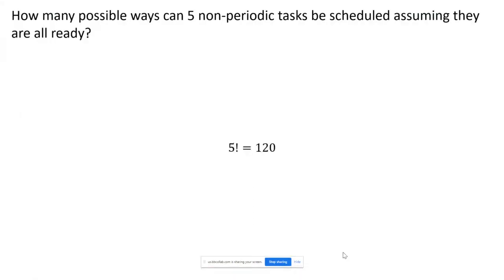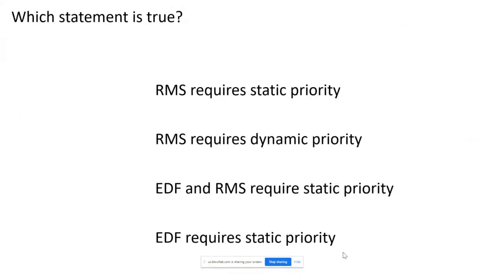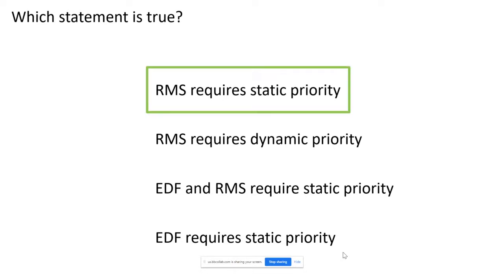Okay, and then which statement is true? RMS requires static priority, RMS requires dynamic priority, EDF and RMS require static priority, EDF requires static priority. The answer is RMS requires static priority. This is the reason why we are talking about RMS, because of the fact that it has static priority. In other words, every task has a fixed priority that doesn't change over time.